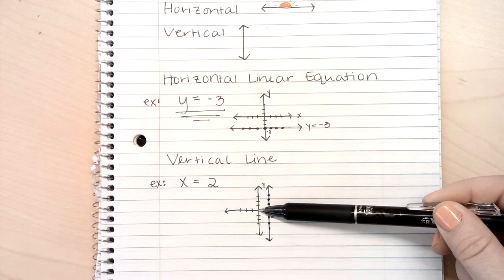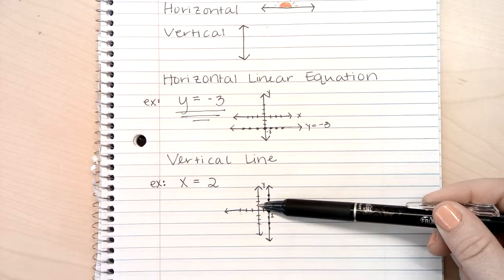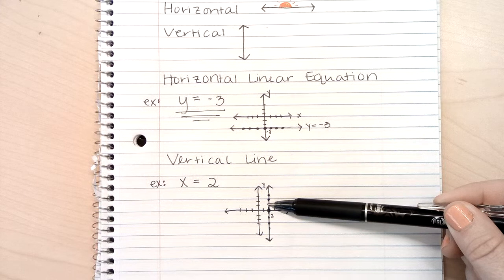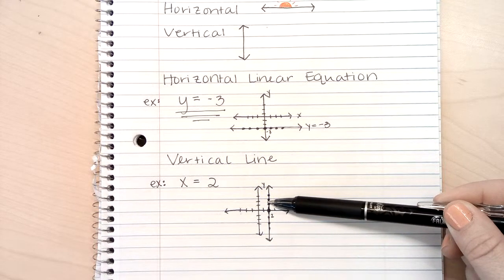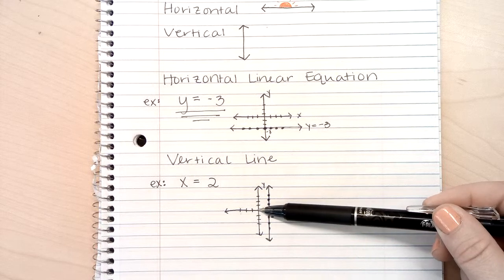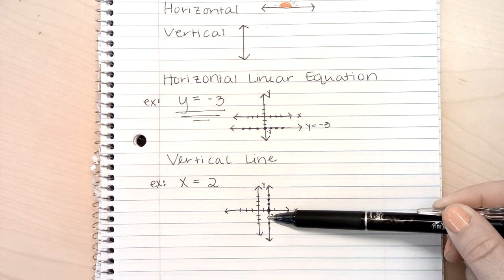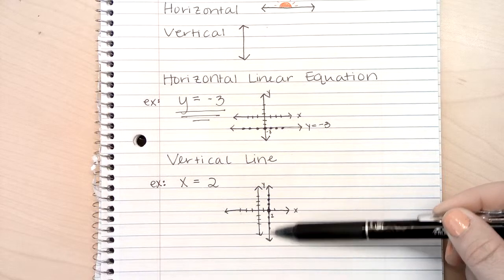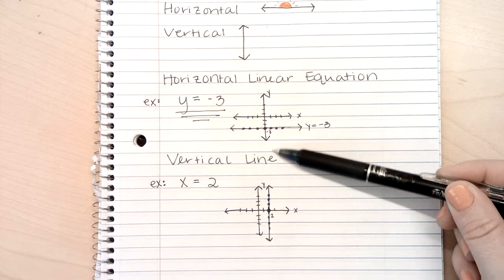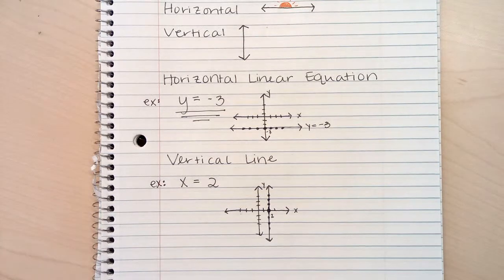So when y is 0, x is 2. When y is 1, x is 2. When y is 2, x is 2. Same with the negatives. When x is 2, y is negative 1. When x is 2, you get negative 3, negative 4. You can be any negative in the whole wide world, any positive in the whole wide world for that y value, but x is always 2.